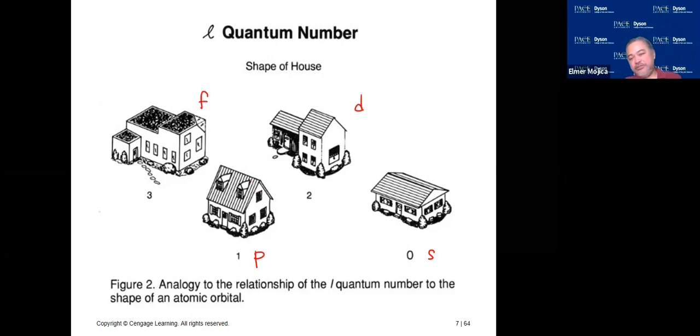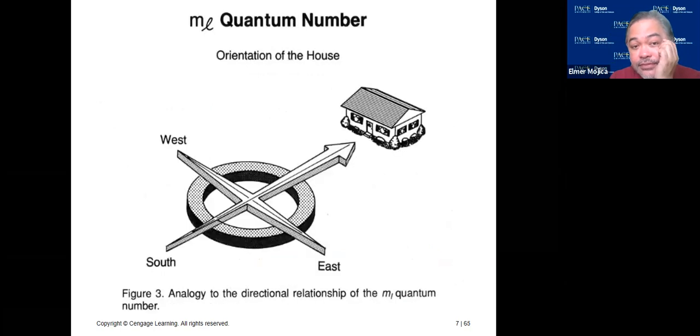So each of the L values, instead of using the number, we designate with a letter. They correspond to a particular shape. The way I told you: S for sphere, P for peanut, D for double peanut, and F for flower, because that's how the shape looks. Now, the M sub L, on the other hand, has something to do with the orientation of the orbital.